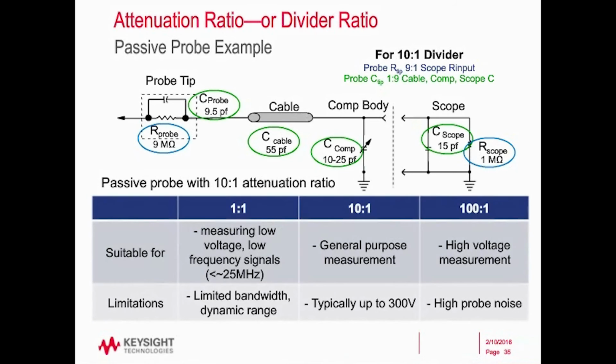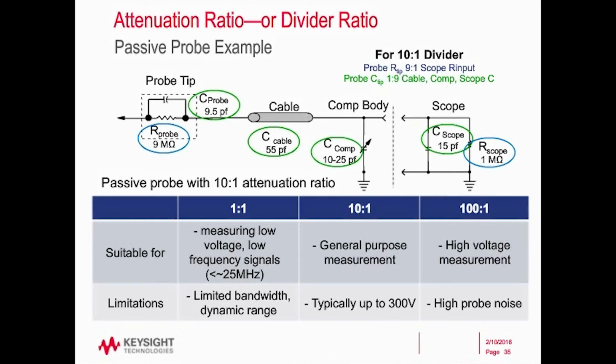Now, if we look at these examples of 1 to 1, 10 to 1, and 100 to 1 attenuation ratios, a 1 to 1 attenuation ratio is going to be very nice for measuring low voltage signals. The problem with that, though, is it's also going to have low bandwidth, because in a passive probe like that, the capacitance is going to be very, very large, and so it's going to have a much lower useful frequency. The sweet spot then is probably the 10 to 1. That's why most of the probes you come across are 10 to 1. It's a great general purpose probe.